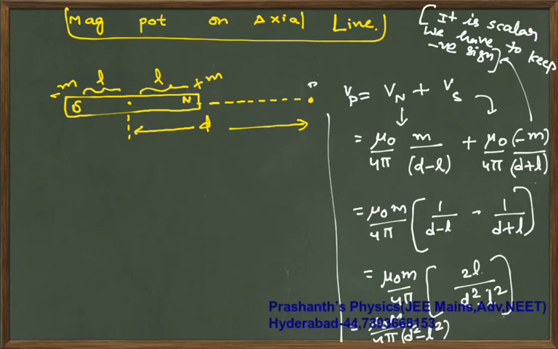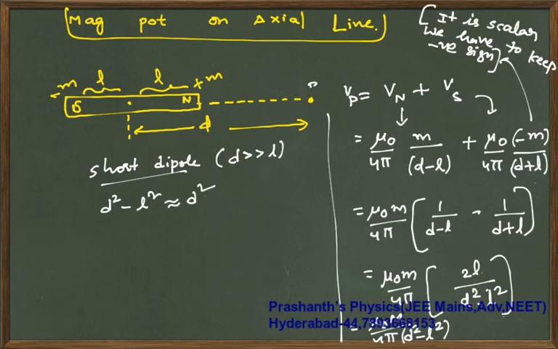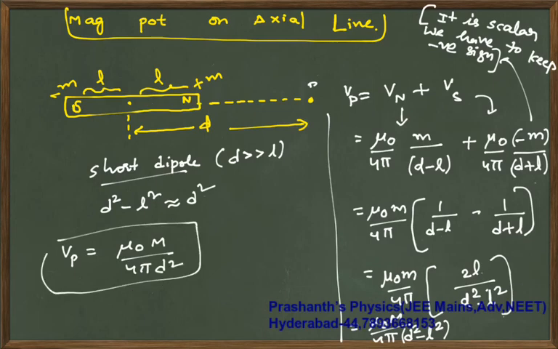So because of the north pole, your magnetic potential is mu naught m by 4 pi into d minus L. Because of the south pole, because it is a scalar quantity, I have kept a minus sign, and if you simplify, similar to the electric dipole, you are going to get the potential. Now if it is a short dipole, your d square minus L square is equivalent to d square, that is for a short dipole d is very much greater than L. So your potential at point P is mu naught m by 4 pi into d square. So this is your magnetic potential on the axial line.